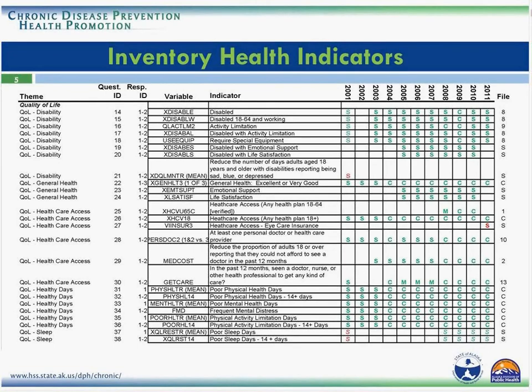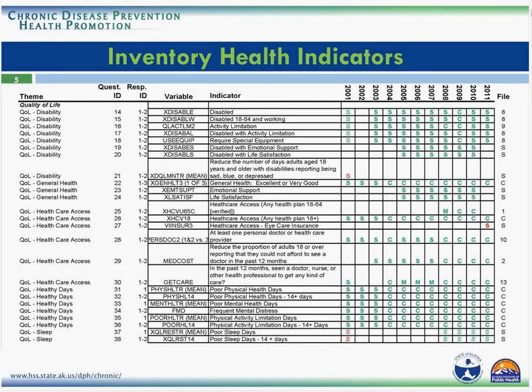So to conduct this inventory of health indicators, first I put all the information into an Excel spreadsheet. Within the spreadsheet, I've identified my theme, my indicator, and the variable of interest. I've also indicated all of the years of analysis. In this particular case, I shortened it to the last 11 years.